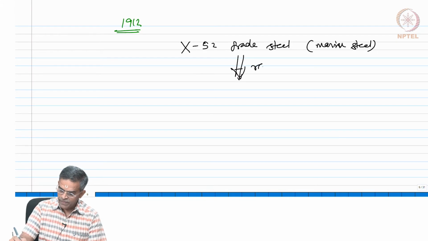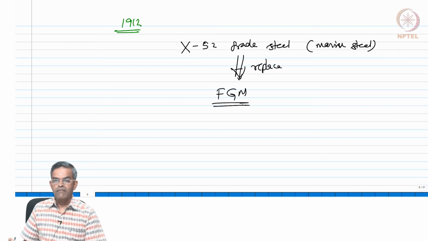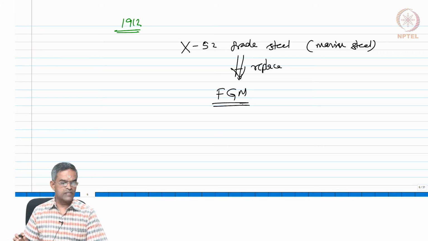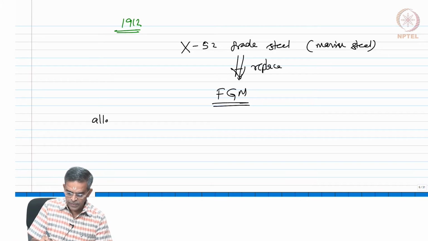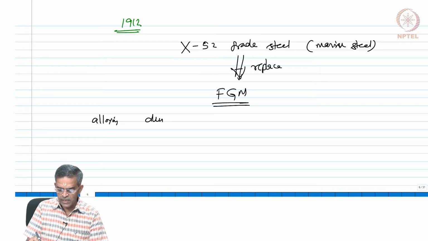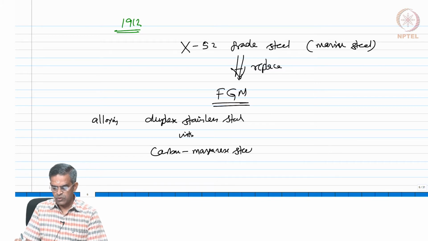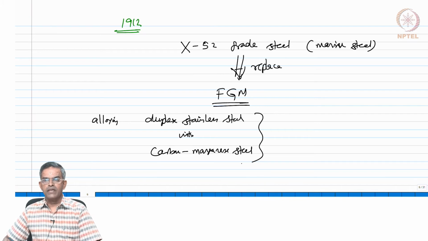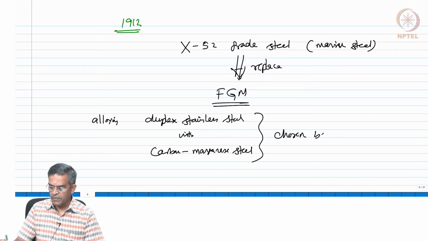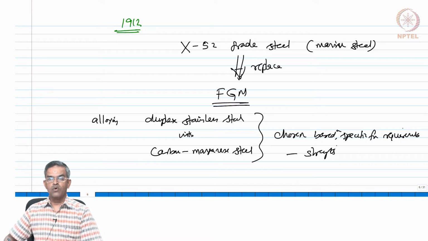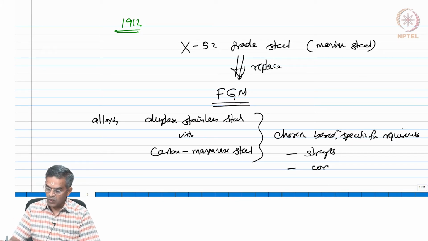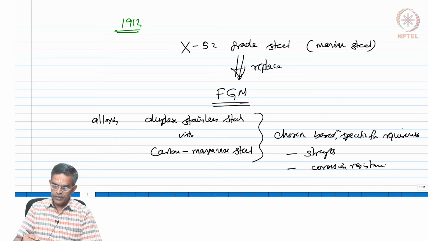Now, we want to replace this steel with a new material which is functionally graded. So, to improve the performance of corrosion resistance, we are looking for alloying the duplex stainless steel with carbon manganese steel. So, friends, these ingredients, these metallurgical constituents are chosen based on specific functional requirements. Okay. The functional requirement what I have is, of course, the strength. There is no compromise on strength. We are also looking for additionally a corrosion resistance, right. So, we can choose these two materials.